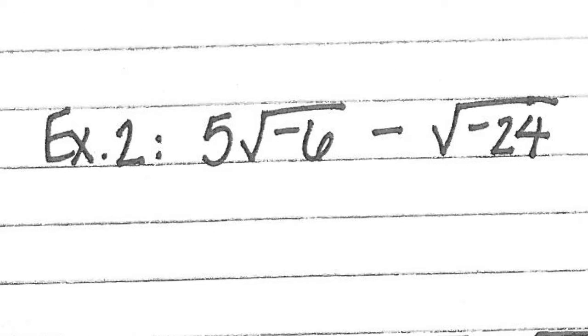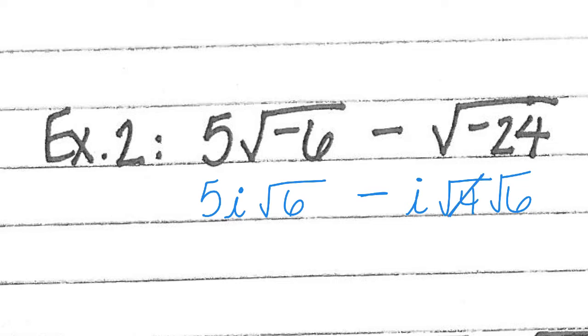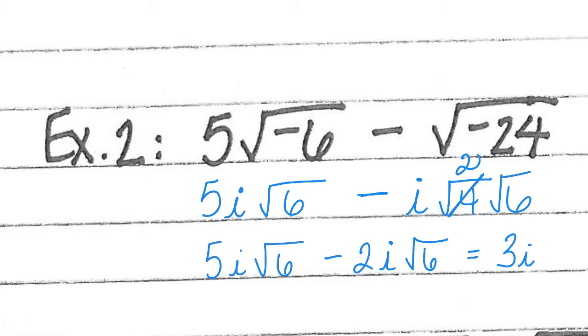Now they're throwing in some adding and subtracting. We always want to take out our i's first. So I'm going to take out the i of the square root of -6. I have to break up the square root of -24, take the i out, and we have 4 and 6, where the square root of 4 is 2. I'm going to rewrite this so we can see 5i root 6 minus 2i root 6. We do have to have like terms to subtract, and 5i root 6 and 2i root 6 are like terms, so we subtract to give us 3i root 6.